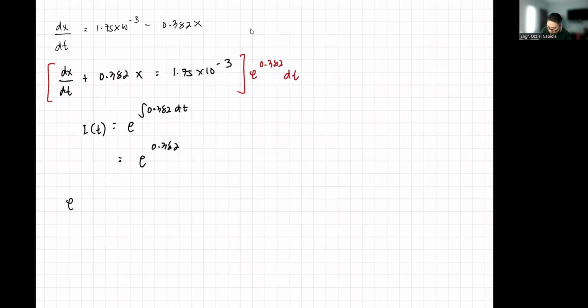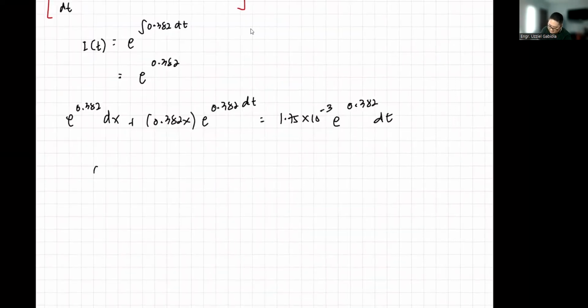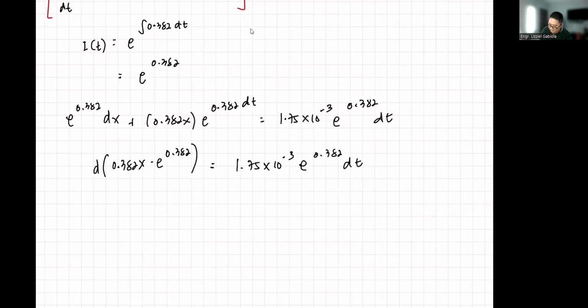Okay? So, this will be e 0.382 dx plus 0.382x e 0.382 dt is equals to 1.75 times 10 to the negative 3 e 0.382 dt. Okay? And ito, exact differential. So we have 0.382x times e 0.382. Okay? Verify nyo na lang. Times 10, negative 3, e 0.382 dt. Integrate natin both sides.